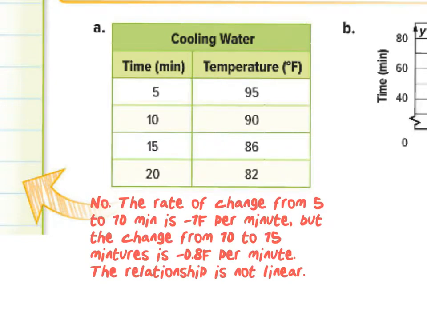So is the relationship linear? No. The rate of change from 5 to 10 minutes is minus 1 Fahrenheit per minute. You can see that in 5 minutes it dropped by 5, so it's 1 per minute, right? But the change from 10 minutes to 15 minutes is negative 0.8 Fahrenheit per minute. You notice here we only dropped by 4. If you divide 4 by 5, you get 0.8. This is 4/5, and this is 4/5 right here per minute. So the relationship is not linear.